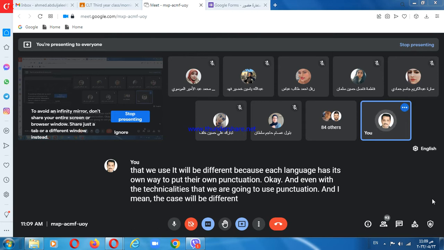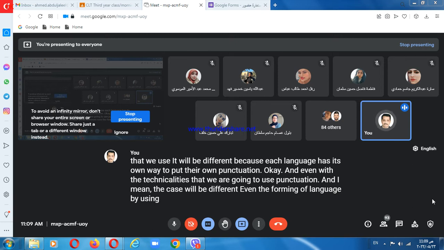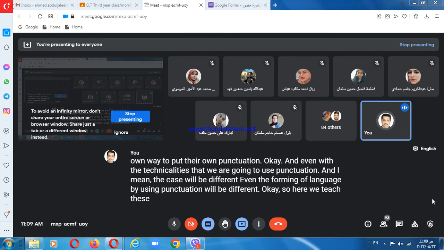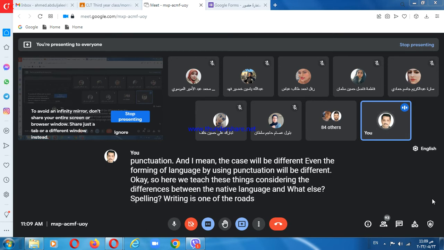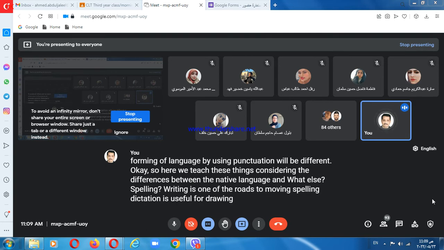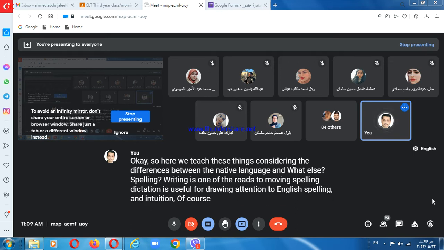Even the forming of the language by using punctuation will be different. So here we teach these things considering the differences between the native language and the target language. What else? Spelling. Writing is one of the roads to improving spelling. Dictation is useful for drawing attention to English spelling and punctuation. Of course, spelling is very important.